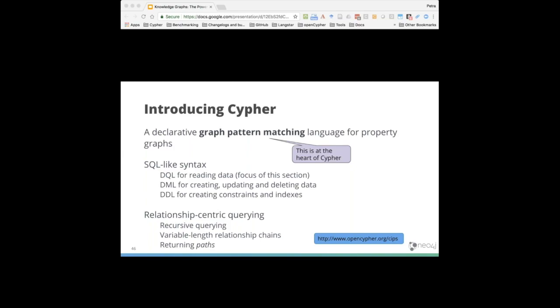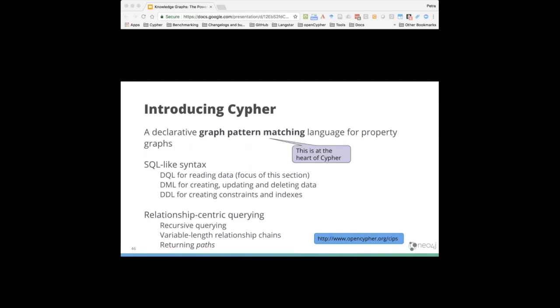What we have there is a full language. We have DQL for reading data, and that's what I'll be focusing on in this section. We also have DML for mutating the data, and DDL for creating constraints and indexes. But as I said, I'll only focus on the first bit. And you may be thinking, those of you coming from the SQL world, what's special about it apart from the pattern matching aspect? It also allows you to very easily do recursive querying. This is certainly something you can do in SQL, but not very easily. Essentially, you can do things like transitive closure. In fact, there's more about that in the next slide.